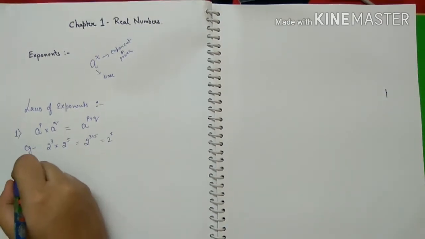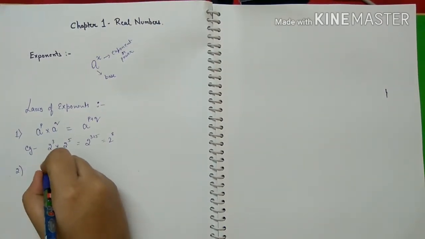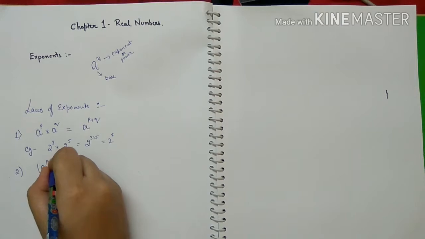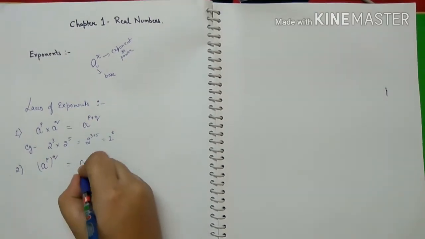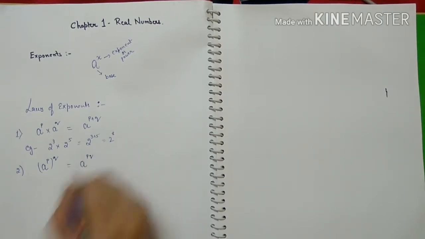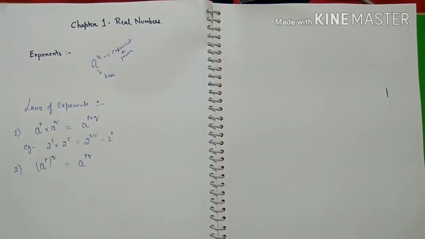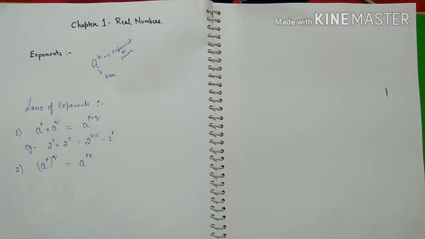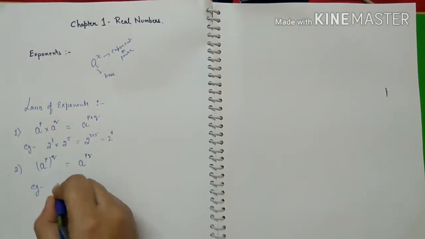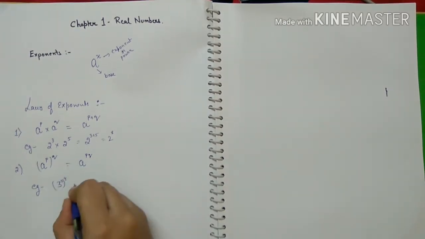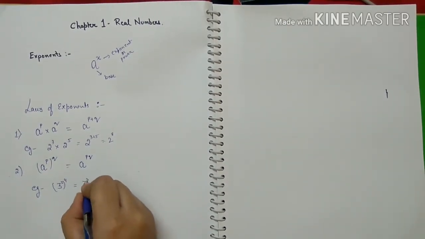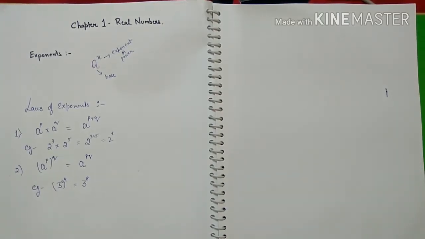Our second law says that if a has the power p and this whole has a power q, then it may be written as a raised to power p into q. Now here powers are getting multiplied and we are getting the answer a raised to power pq. For example, if we have 3 raised to power 2 whole raised to power 4, this can be written as 3 raised to power 8. I hope that this is very simple to understand, and the use is much simpler if we learn these laws of exponents.